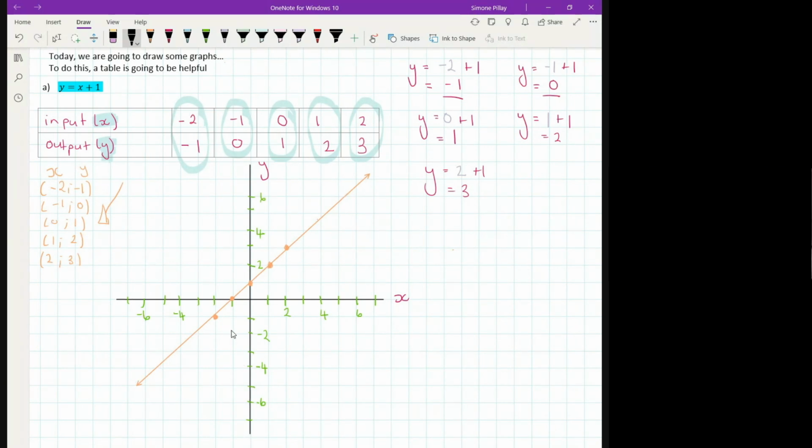We are just not able to draw the whole thing. And this is your graph. And when you are required to label it, you can label this graph y is equals to x plus 1. So you can label your graph with the equation for that graph. Are we all happy with how we got here? We have now officially drawn a graph.